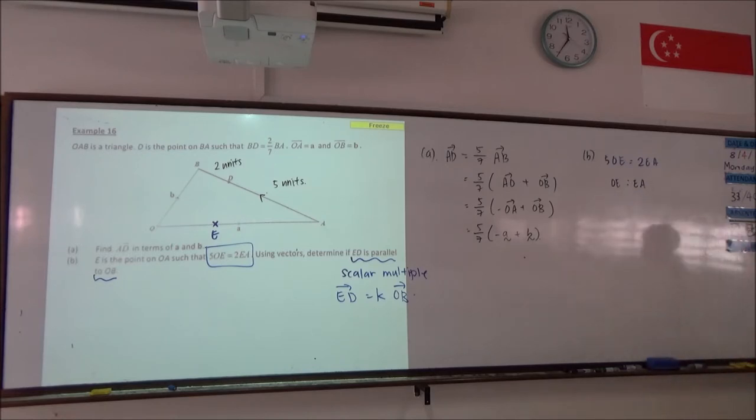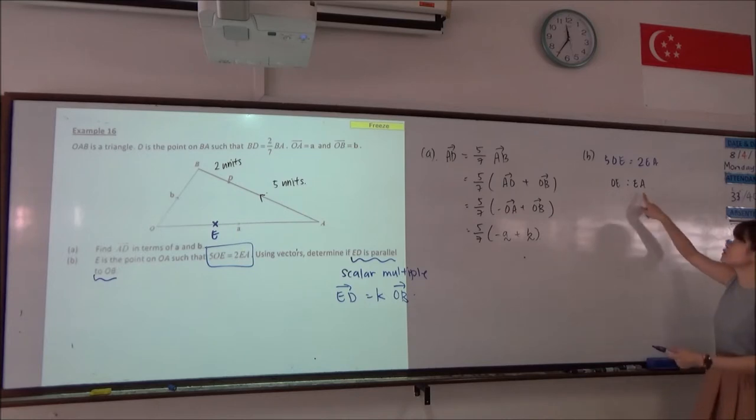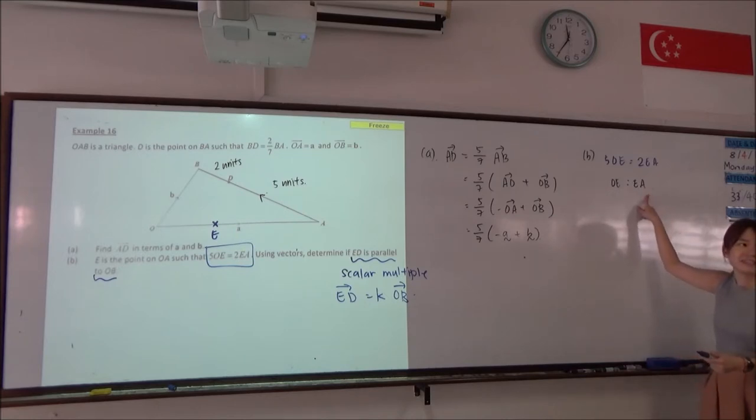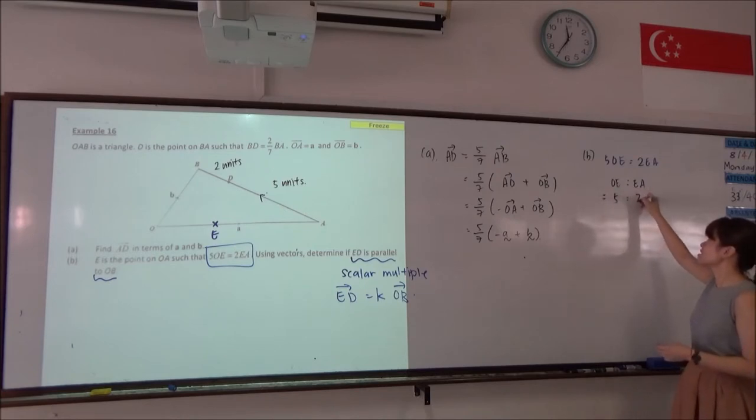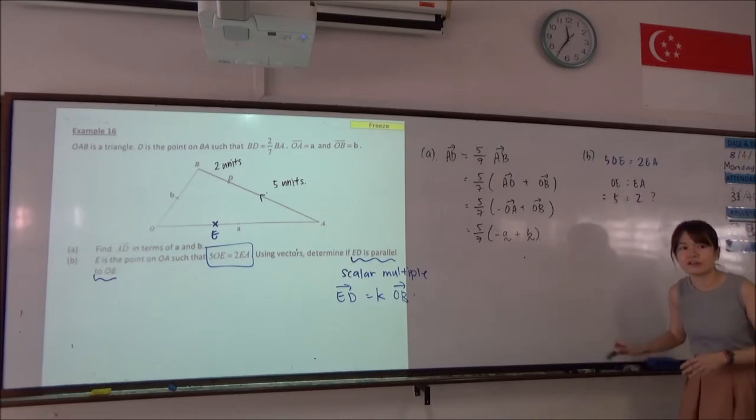5 over 7 and 2 over 7. That's not the ratio. So, isn't that 5 is to 2? My question was, is this correct, or if not, what is it actually?